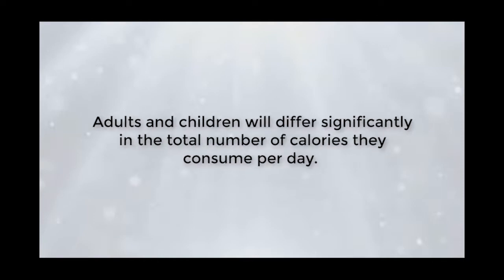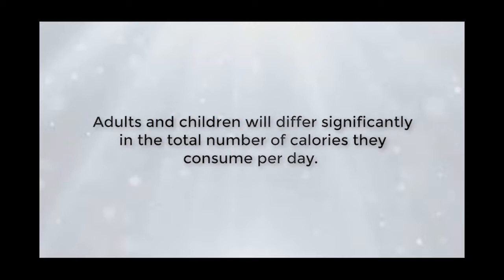Let's say we were conducting a study with the following two-tailed hypothesis. Adults and children will differ significantly in the total number of calories they consume per day. By definition, we know that a hypothesis expresses the researcher's prediction about the relationship between the independent and dependent variable. So we can identify the presence of each variable by looking at the hypothesis. The dependent variable is the total calorie consumption per day. The independent variable is the age group, and there are two levels of this age group, adults and children.